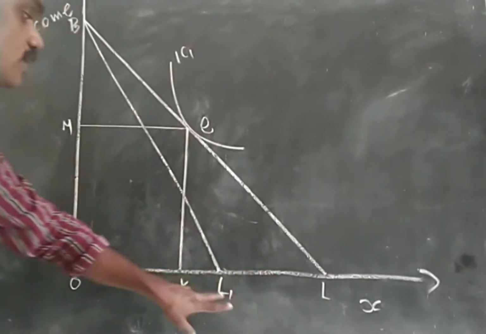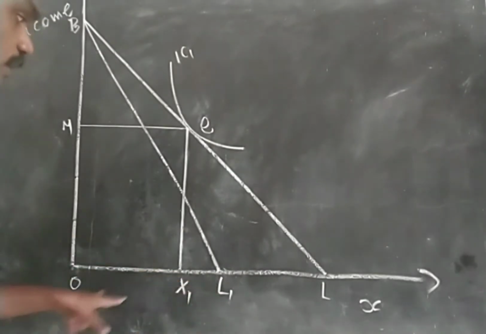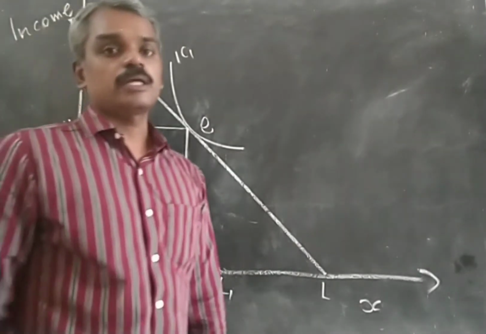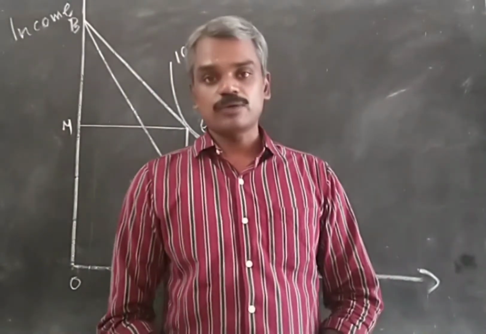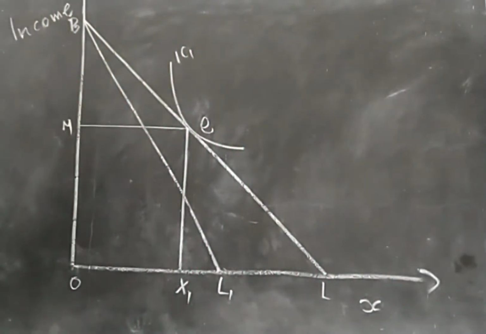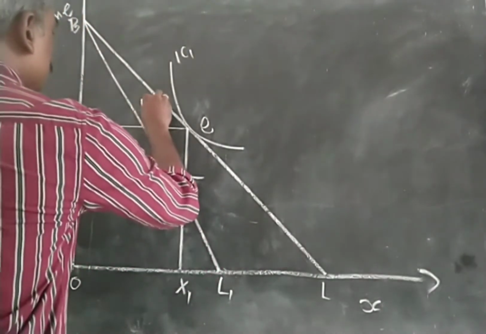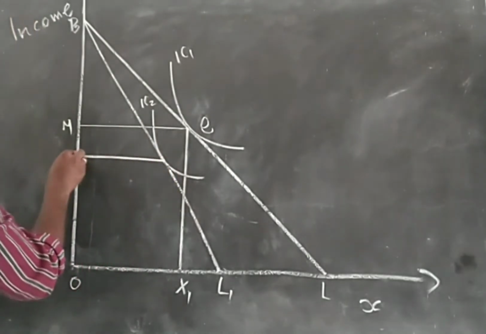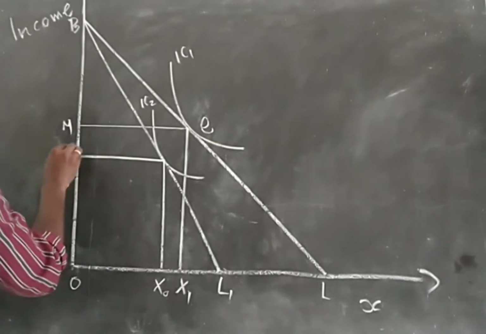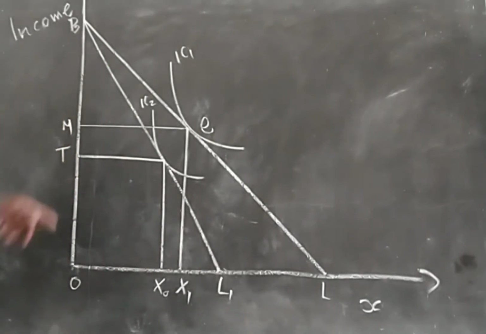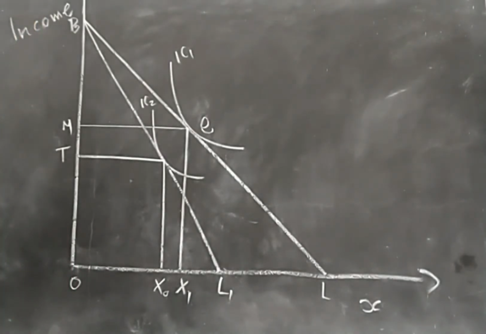Now, by spending all his income, he can buy only OL1 of commodity X, because the price of commodity X has increased as the government has increased the rate of taxation on that commodity. Now, obviously the consumer will be at a lower indifference curve IC2, and now he will be buying OX0 of X and he will be spending BT amount of income.